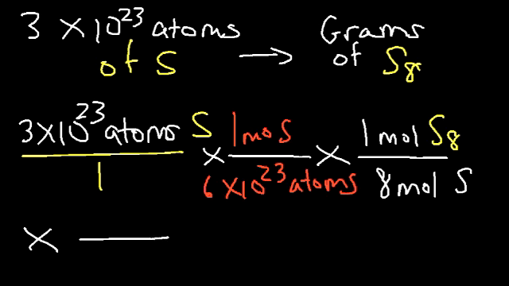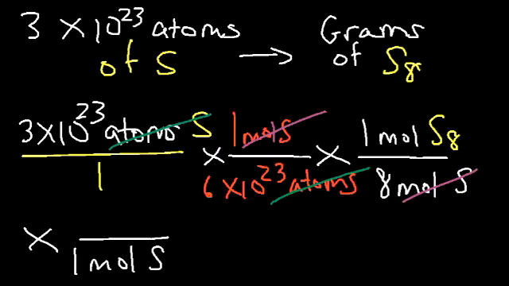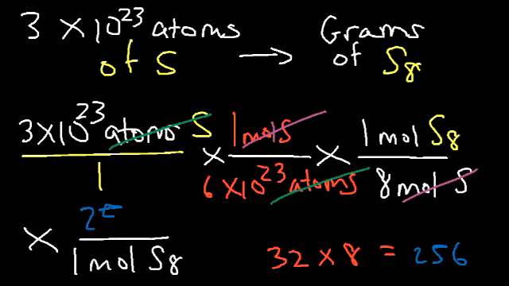Now the last thing we need to do is we need to convert to grams. So 1 mole of S8 molecules has a molar mass of, sulfur has a molar mass of 32, and then we need to multiply that by 8. Now 30 times 8 is 240, 2 times 8 is 16, 240 plus 16 is 256. So there's 256 grams per 1 mole of S8 molecules. So now we just got to do the math.